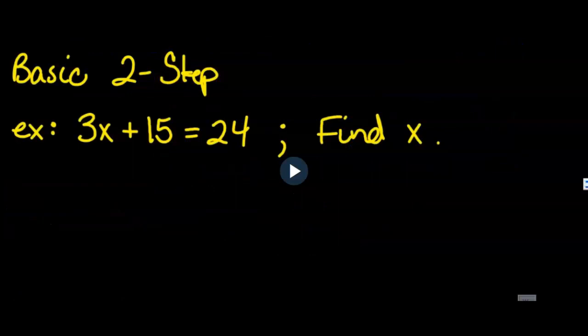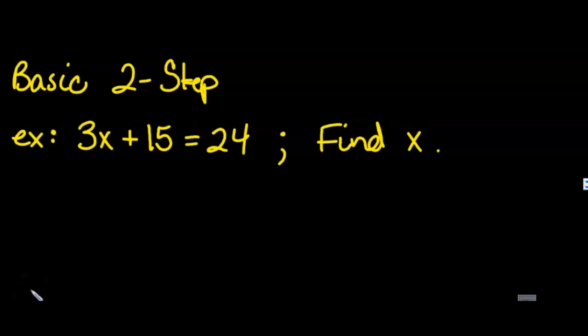Okay, so let's go ahead and get started. We're going to start off with a basic two-step equation. The example is 3x plus 15 equals 24. And the directions say to find x. Step 1 is already done for us. Both the left and the right-hand sides of the equal sign are simplified expressions. So we can move straight into undoing the addition or subtraction that's being done.